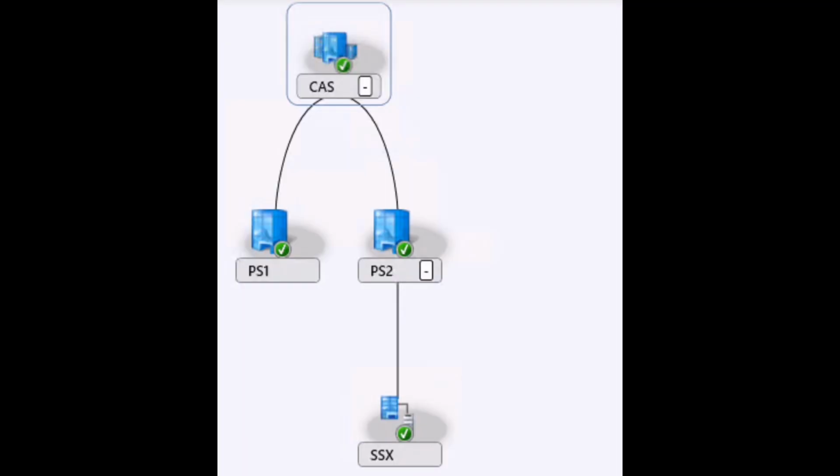So let us begin. In this diagram we can see the site servers in a hierarchy. The top level site is the CAS, central administration site. Then come the primary sites, that is PS1 and PS2, and then comes the secondary site, that is SSX. So let us discuss the site servers one by one.